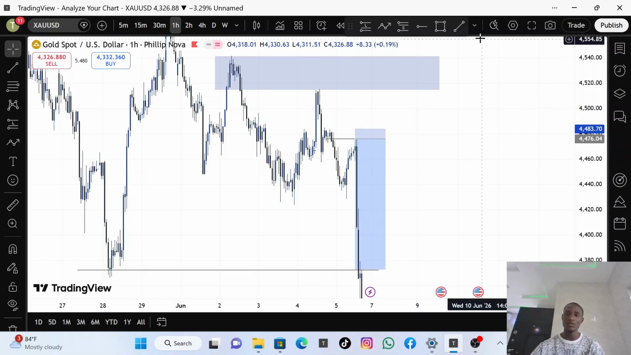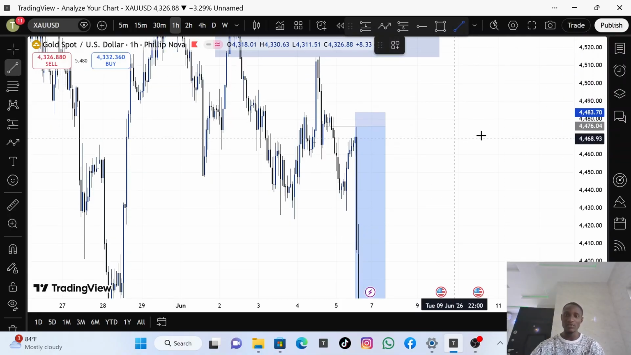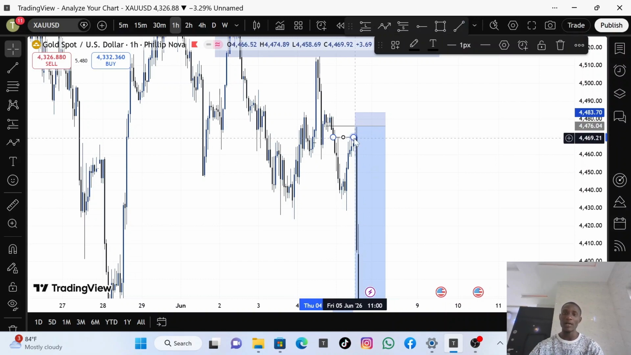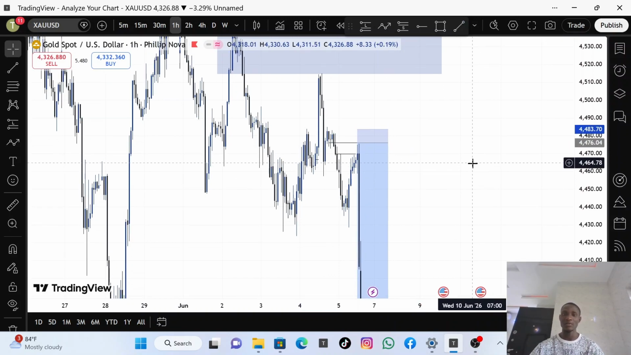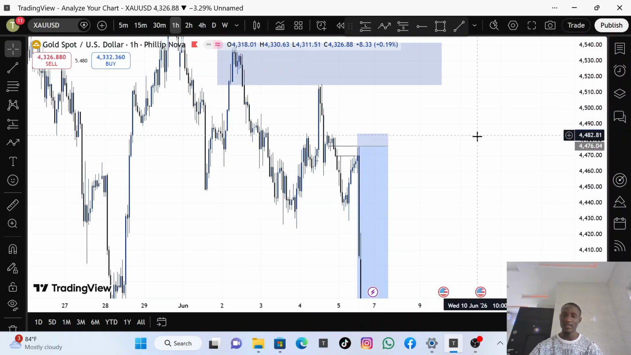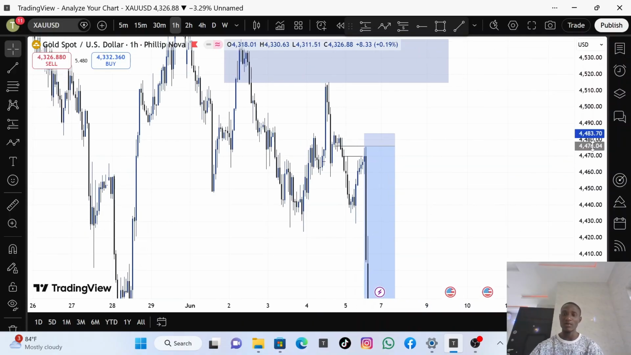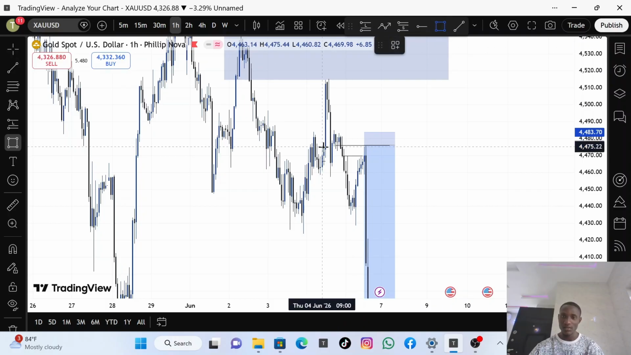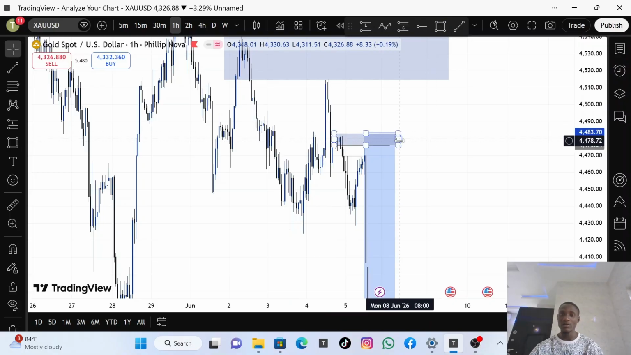So the next thing is to look for my inducement. For me, this pullback here, this pullback from this candle, is my inducement. So that's what I map out as my inducement. After looking for my inducement, the next thing is to look for an order block where the market can possibly sell from. This is the order block, this 1 hour order block. This is the only order block here, so I map this order block.